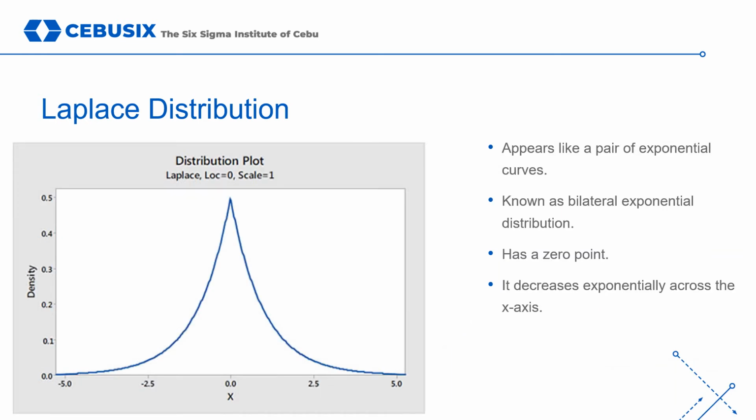The Laplace distribution is often referred to as the bilateral exponential distribution or double exponential distribution. You can see from the image here, the Laplace distribution does seem to be a pair of exponential distributions back to back.